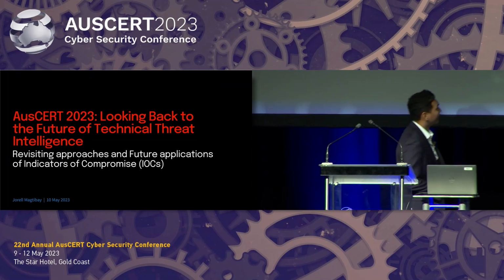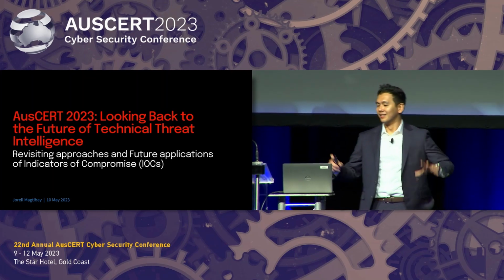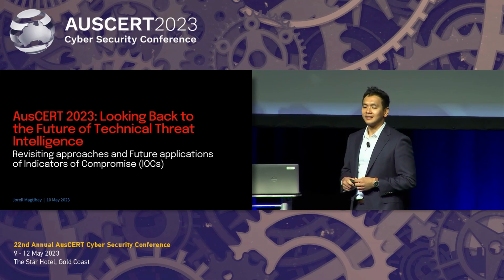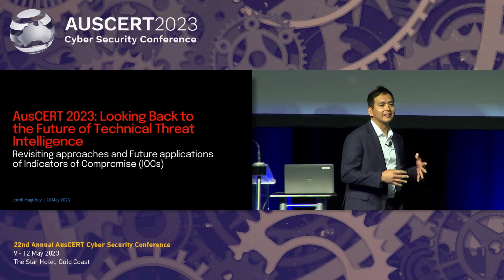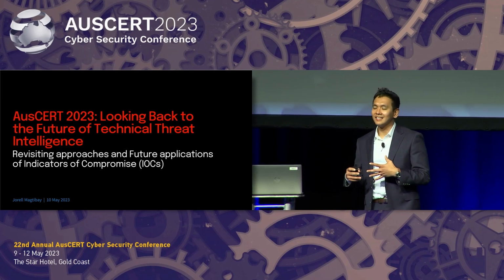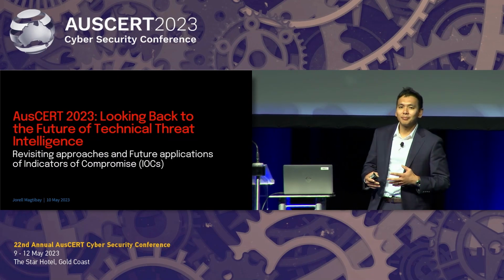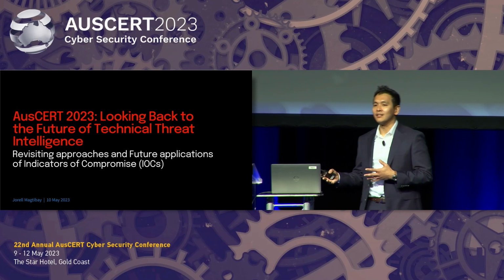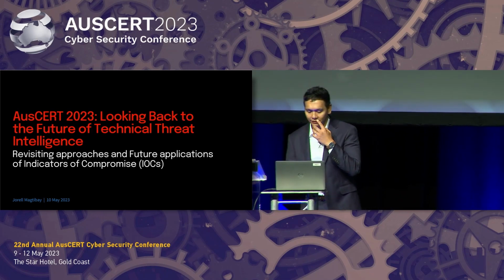Thanks, Matt. Hi, everyone. So today, the title of the talk that I'm giving is obviously on the screen. It's looking back to the future of technical threat intelligence, and I really wanted to talk about threat intelligence and indicators of compromise, and just give you guys some practical things around the applications of threat intelligence using indicators of compromise.